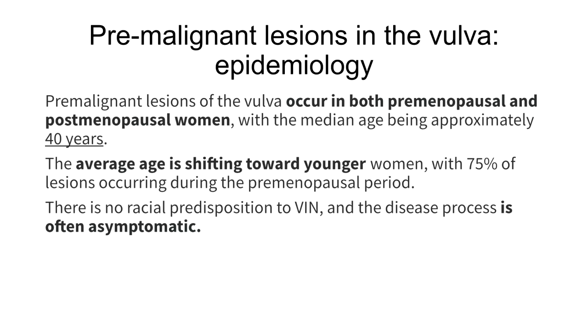Okay, vulval disorders. Let's start with premalignant lesions of the vulva. Usually they occur in both premenopausal and postmenopausal women, but the median age is going to be 40 years, even though there is a tendency shift towards younger women in the premenopausal period. There's no racial predisposition for vulvar intraepithelial neoplasm, and the disease usually is asymptomatic.